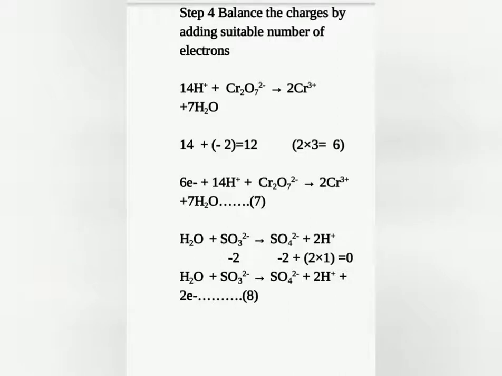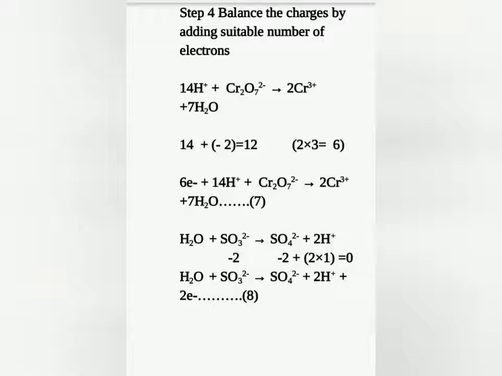And step number 4, balance the charges by adding a suitable number of electrons. We know electrons are negatively charged. If you are adding one electron, we are adding -1. So on the left hand side, what are the charges? H plus is positive 1, and we have 14 H plus. So the left hand side will be plus 14, plus the charge on Cr2O7 2 minus, which is only 2 minus. So on the left hand side of the first equation we will have positive 12.